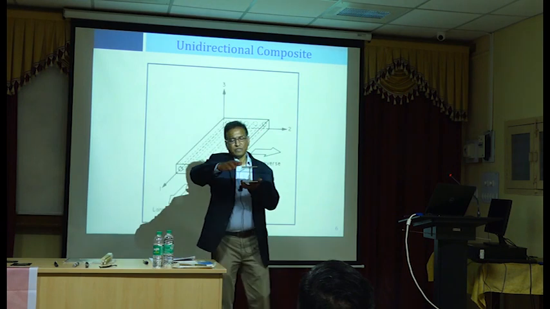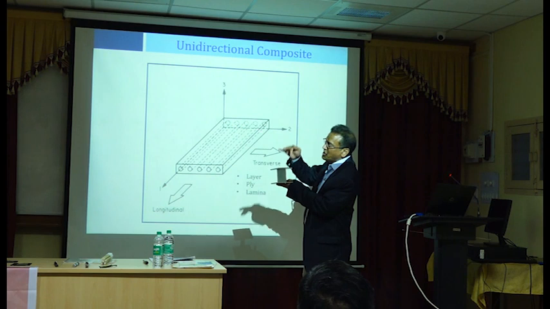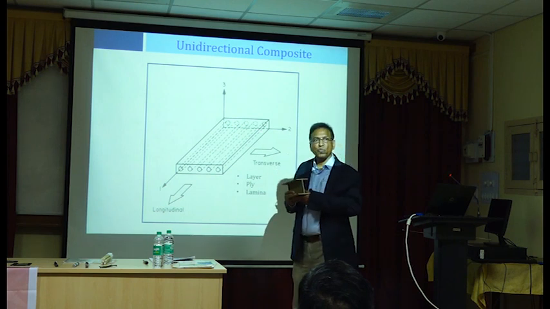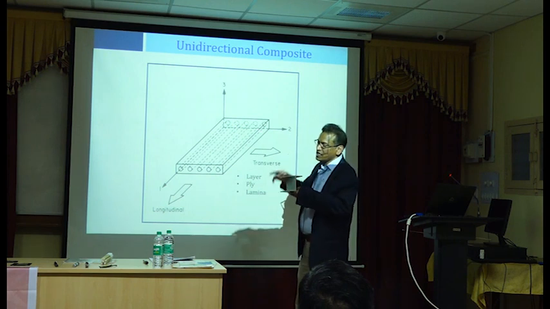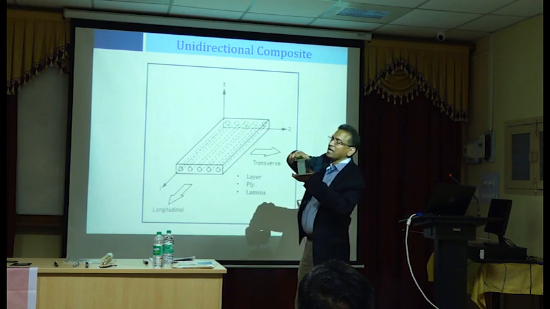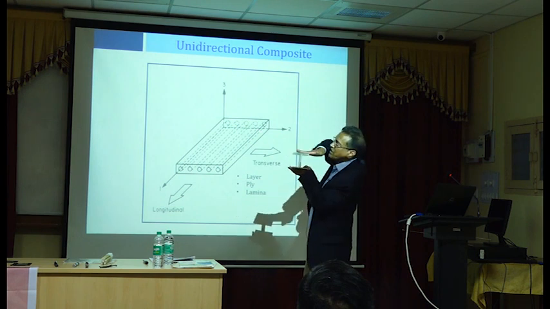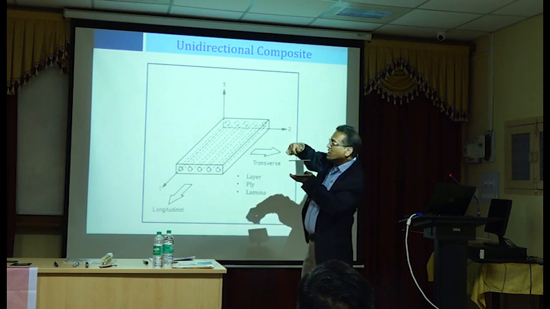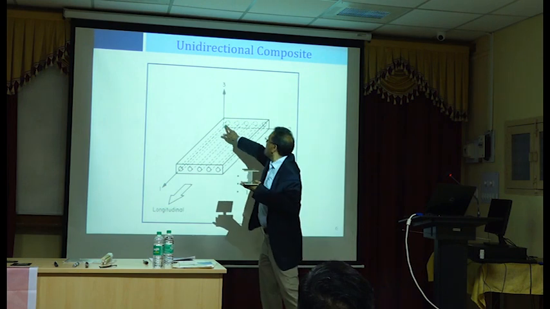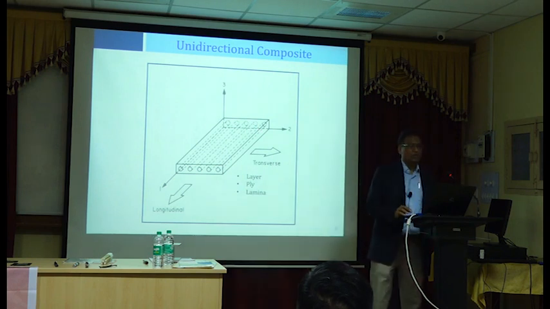So this is a flat plate, right? Almost flat plate. The third dimension properties are not as important as the properties in plane. And in plane we have two directions. One is longitudinal direction and the other one is transverse direction. The third direction is this one here, perpendicular to the plane 1, 2.